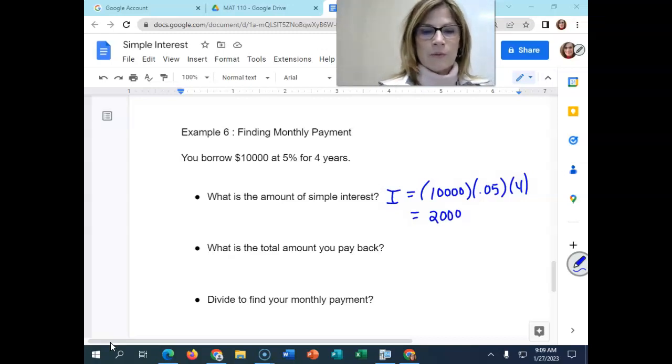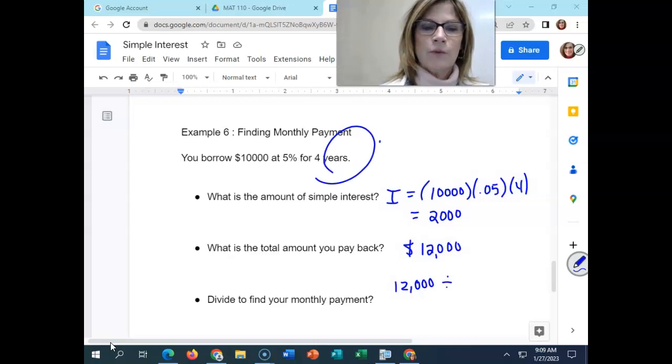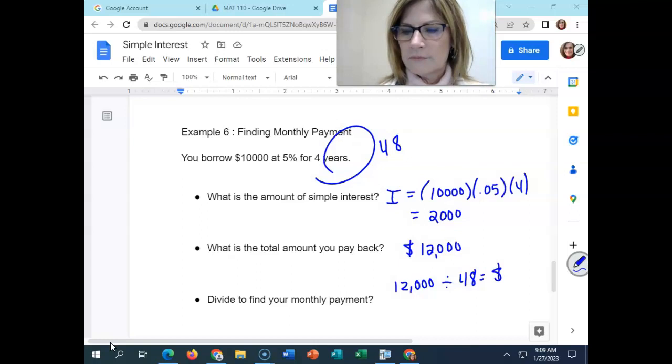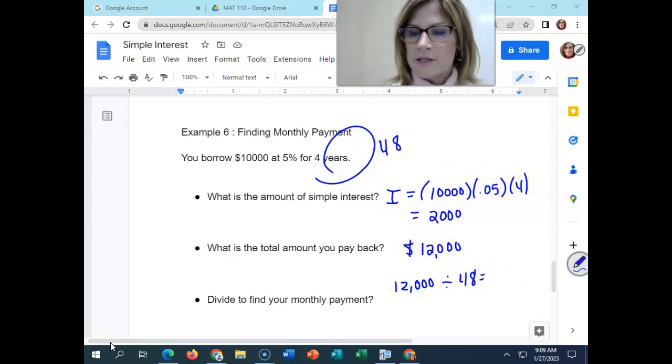Okay, so the amount that we pay back would be $12,000, and then find our monthly payment. So you take the total amount that you pay back and divide by how many payments we would have. So we'll divide that by 48 monthly payments. So that ends up being $250.